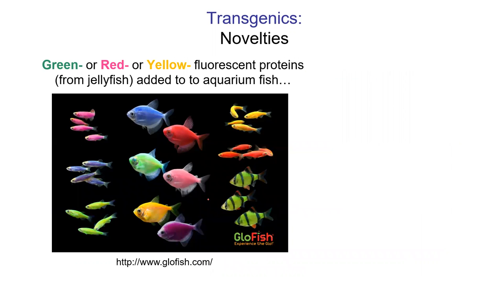Here's some transgenics or novelties. I think I mentioned these glowfish. These glowfish have a gene from jellyfish. And now there's several species of glowfish and a whole bunch of colors. When they first came out, there were like three colors and it was all zebrafish. But now there's a whole bunch of colors.